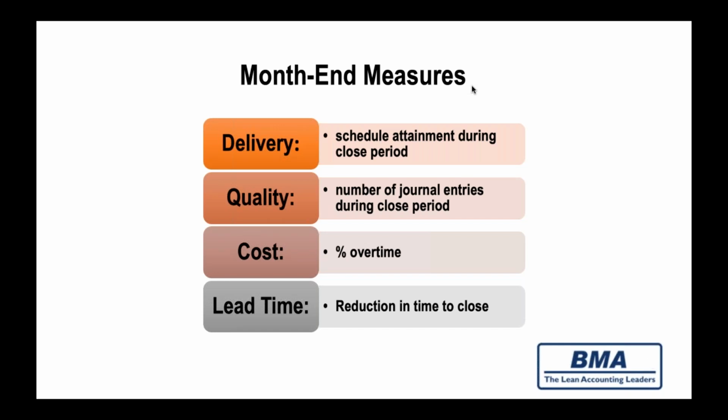For example, maybe every 4 hours. We meet at lunch, right before lunch, and see how we're doing. We meet at the end of the day, see how we're doing. The purpose of schedule attainment is to understand problems and issues and understand how do we create short-term countermeasures to solve those problems. So the more variable your month end is, the more I would recommend meet more frequently to understand what's going on. Your quality measure, number of journal entries during the close period.